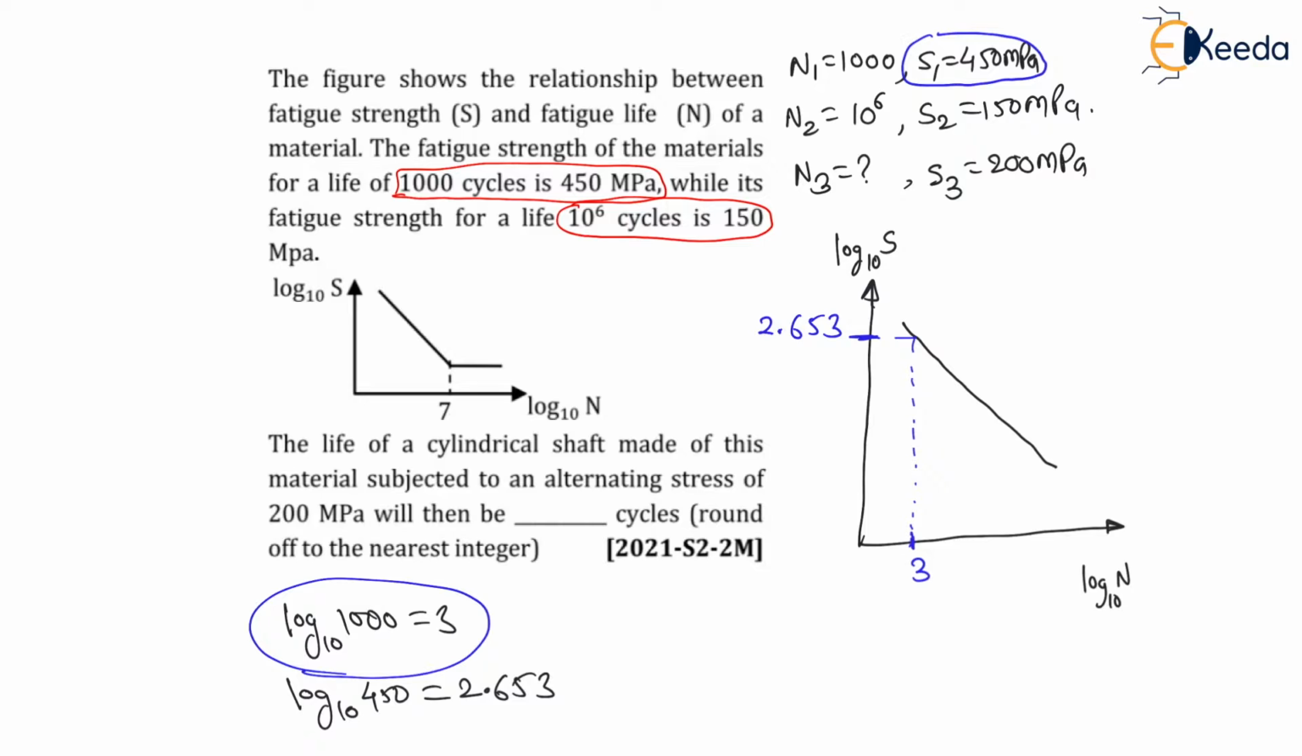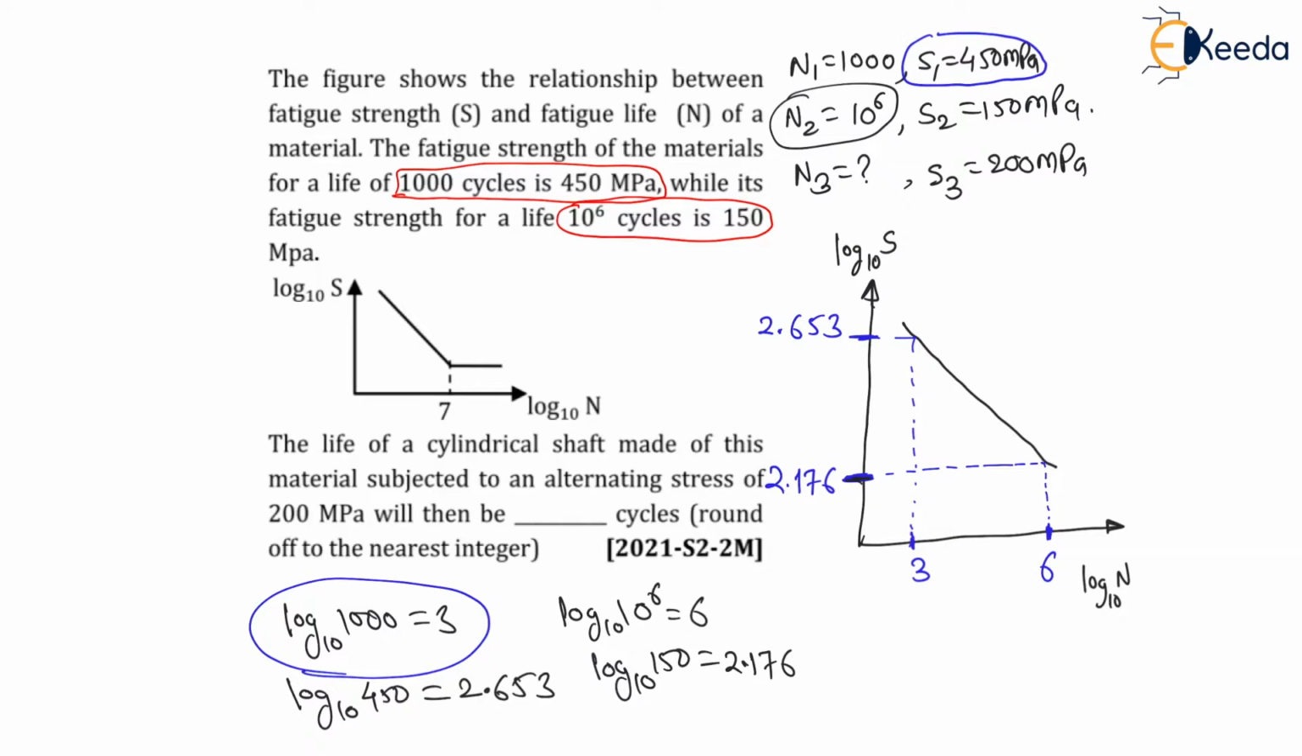Then they have given 10 to the power 6. If I consider log10 of 10 to the power 6, then it will come 6. Therefore let us mark this point 6. Corresponding to this point 6, we have to see the fatigue strength log10 S_f. Now corresponding to this 6, S2 is nothing but 150 MPa. Therefore the y coordinate we have to plot is log10 150, which I will find equal to 2.176, corresponding to the 6 value.